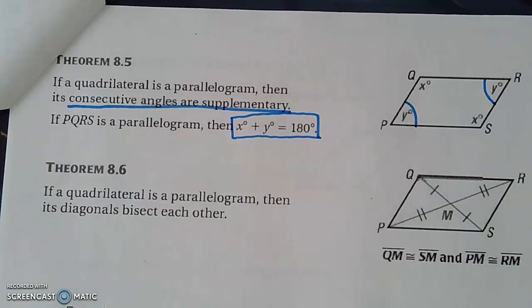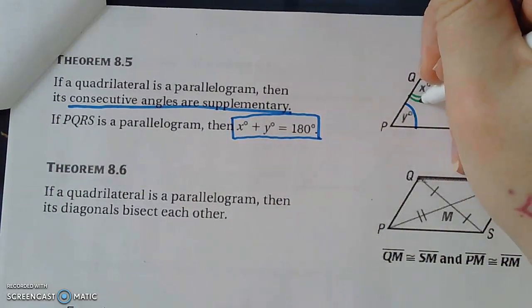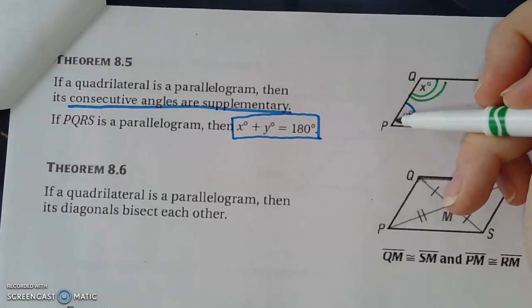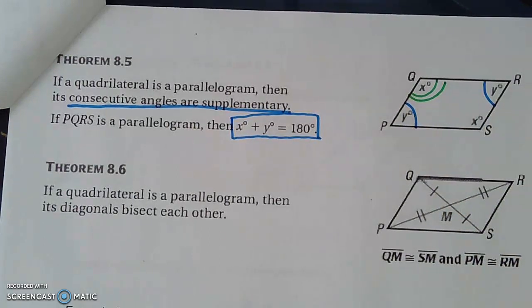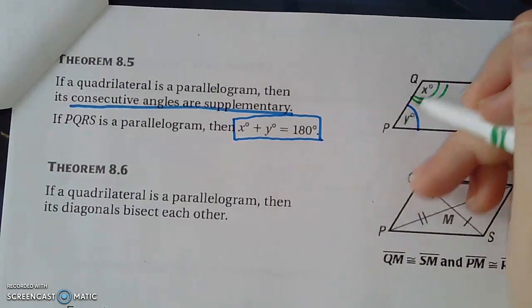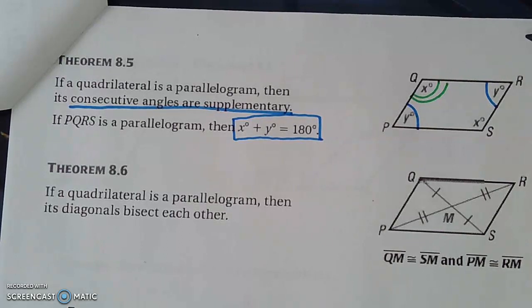Consecutive means they're not opposite each other. They're actually kind of next to each other, right? They're connected by a side. You can think of these as being next to each other. And if I were to add these two things up, they would give you 180. So let's visualize this as an example.